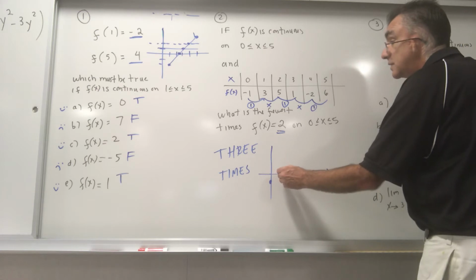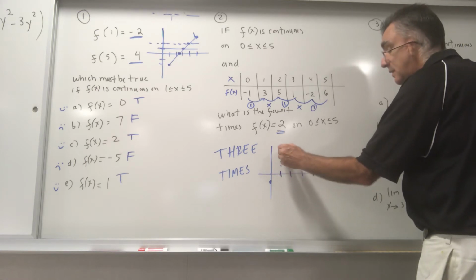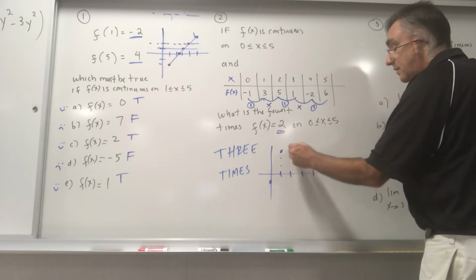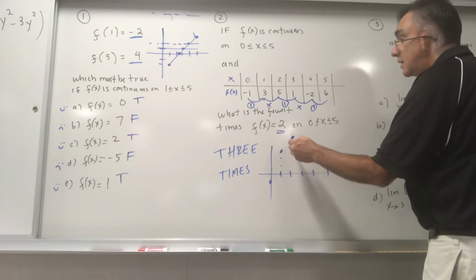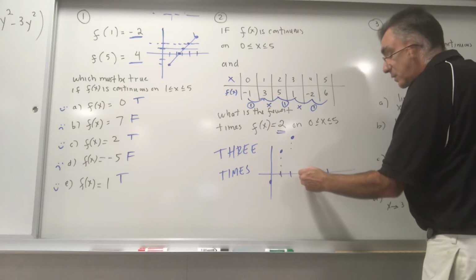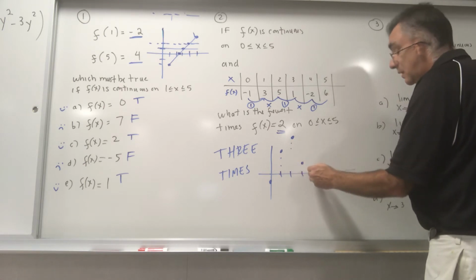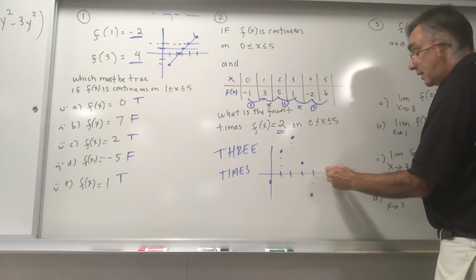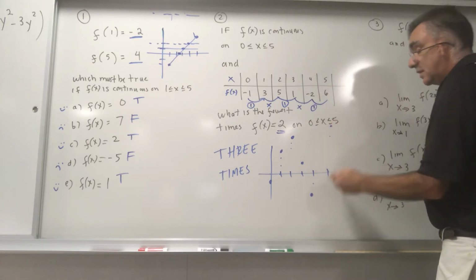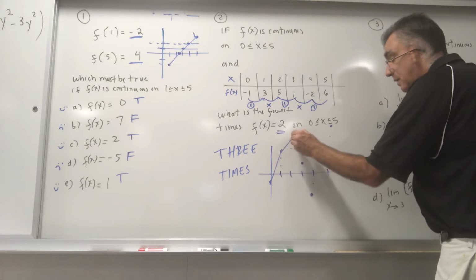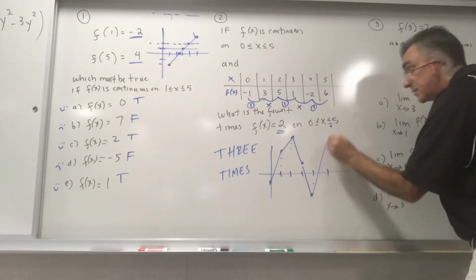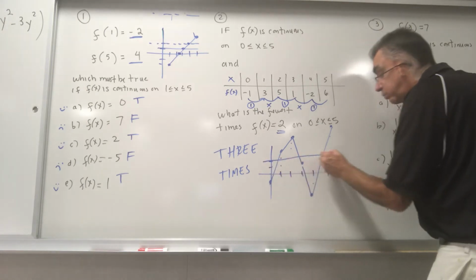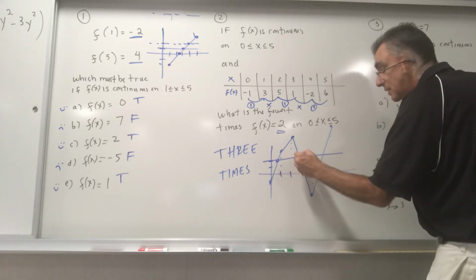F of 1 is 3. F of 2 is 5. F of 3 is 1. F of 4 is -2. And 5, 6. So it goes up, down, and I connect them straight. And then I literally draw a line at 2. And I count the number of times it intersects.